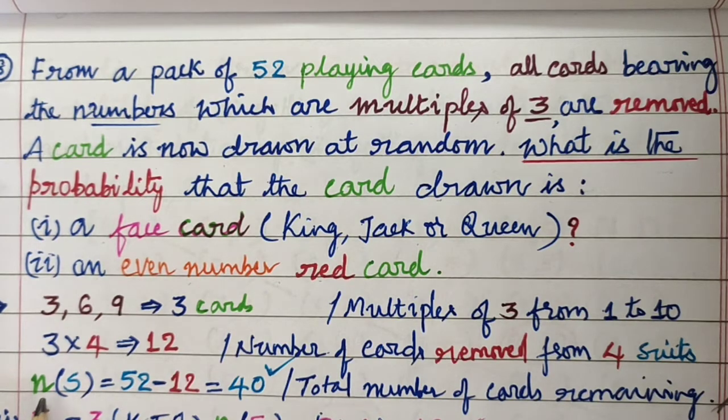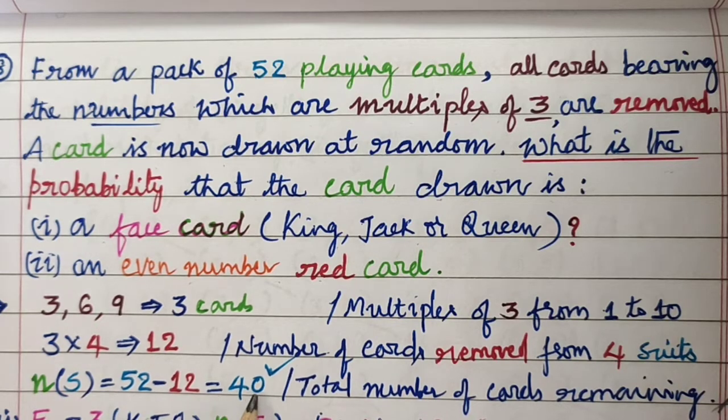So therefore n of S, the sample space, the total number of cards remaining after removing the cards, is 52 minus 12, that is 40. These are the total number of cards remaining after we removed the multiples of 3 from all 4 suits. We removed 12 out of 52, then what is left is 40.